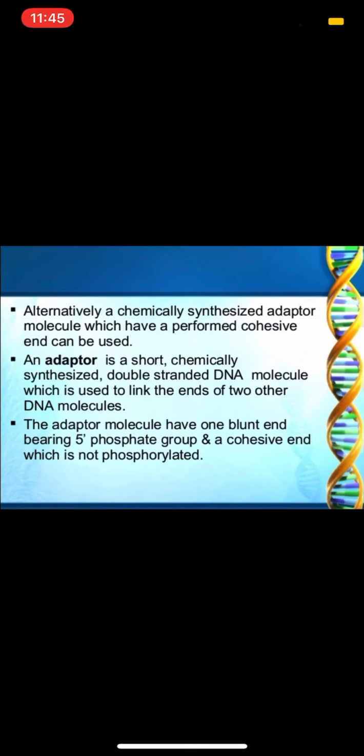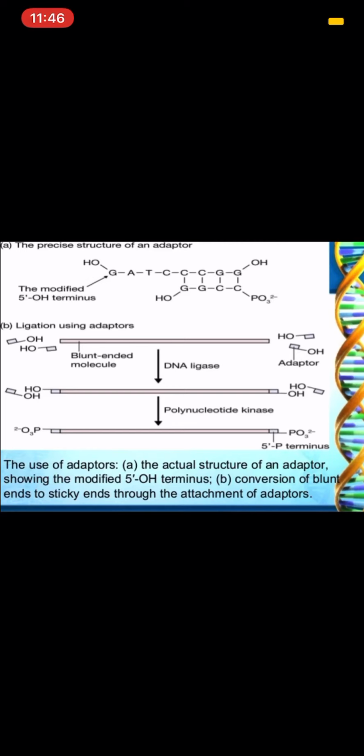So an adapter is a short chemically synthesized double-stranded DNA molecule which is used to link the ends of two other DNA molecules. It has already formed cohesive ends. The adapter molecule has one blunt end bearing a 5' phosphate group and a cohesive end which is not phosphorylated. So these are the adapters and they have a modified 5' hydroxyl terminal.